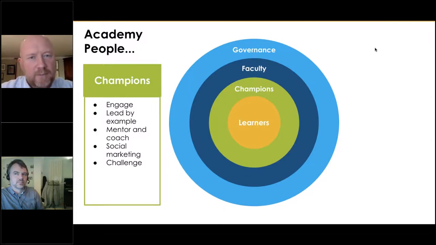They're going to be leading by example. We can use them to mentor and coach other learners, to build a kind of scaffolding around how people enter into our academy, and to take part in the governance as well, and to challenge what the academy is doing and delivering.